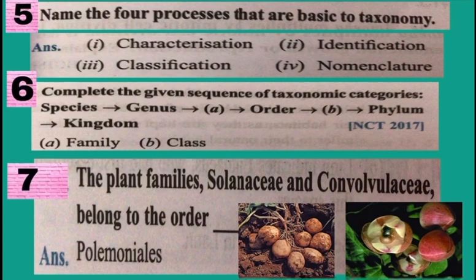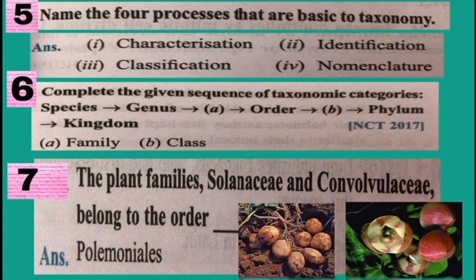Question number 6. Complete the given sequence of taxonomic categories. See the flow diagram. In this, you have to identify A and B. Taxonomic category A is family and taxonomic category B is class. Note one important point. In different taxonomic categories, many species grouped form a genus, many genera grouped form a family, and many families grouped form an order, and so on.